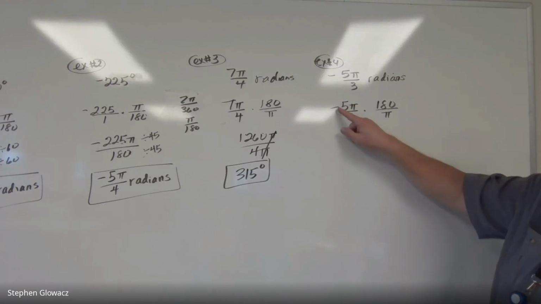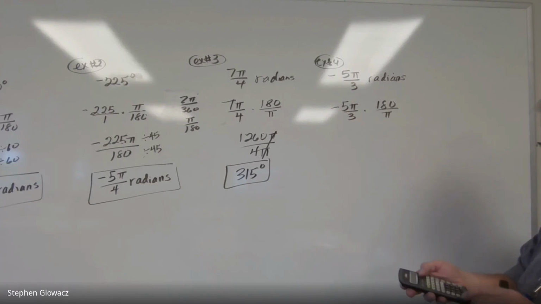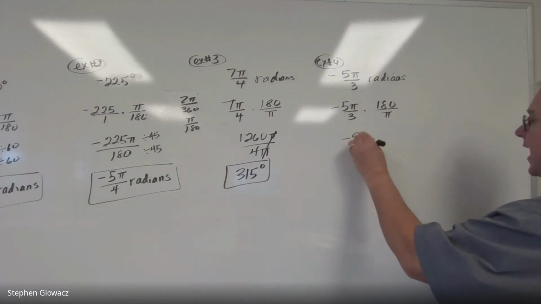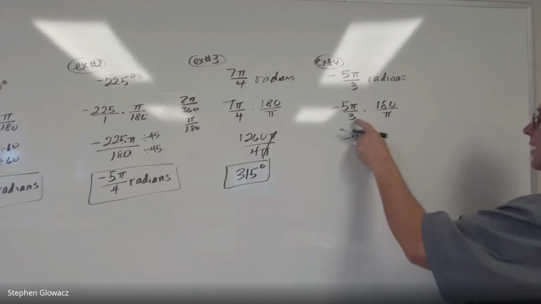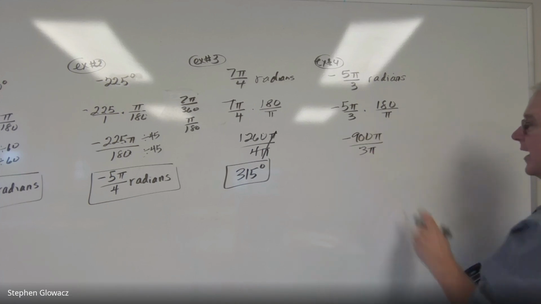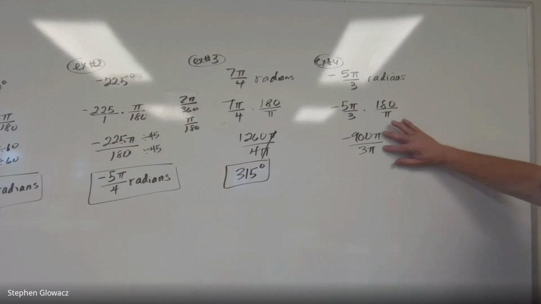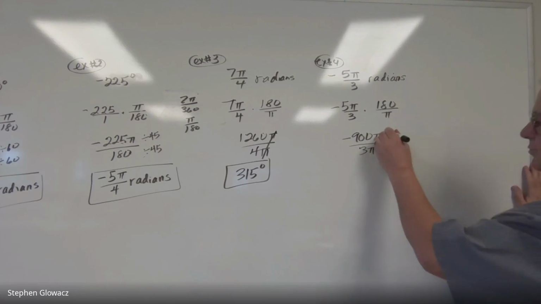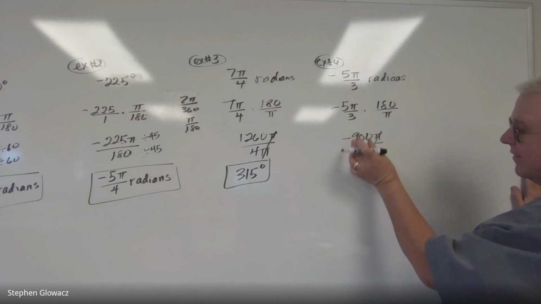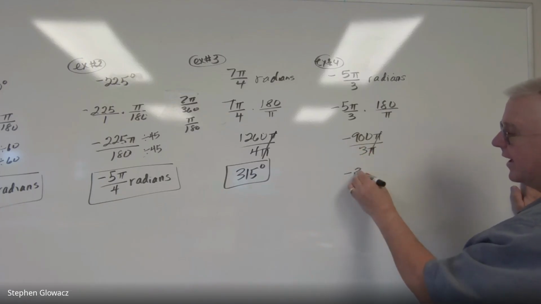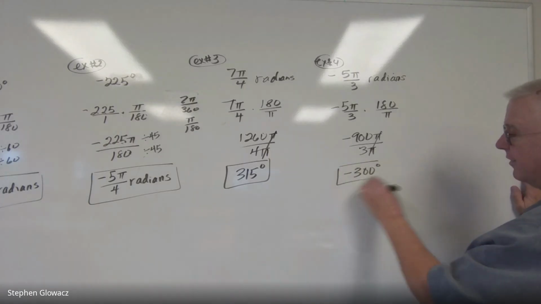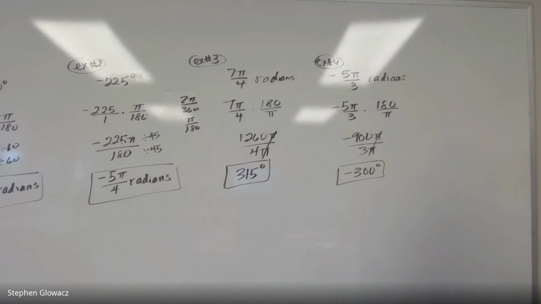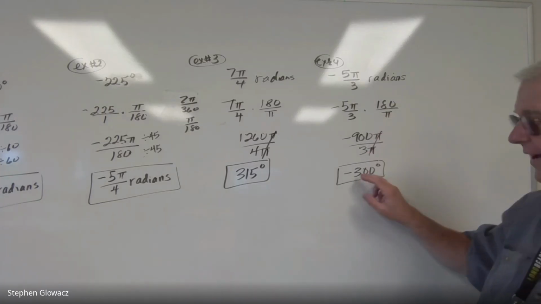All right, so we multiply our numerators, negative 5 pi times 180, and that gives us negative 900 pi. 3 times pi is 3 pi. And again, what's always going to happen in the work you're going to be doing when we're converting from radians to degrees is the pi's will cancel. And then negative 900 divided by 3 gives us negative 300. And so, in case you're wondering, in your work, that will happen as well, too. These numbers will divide out evenly.